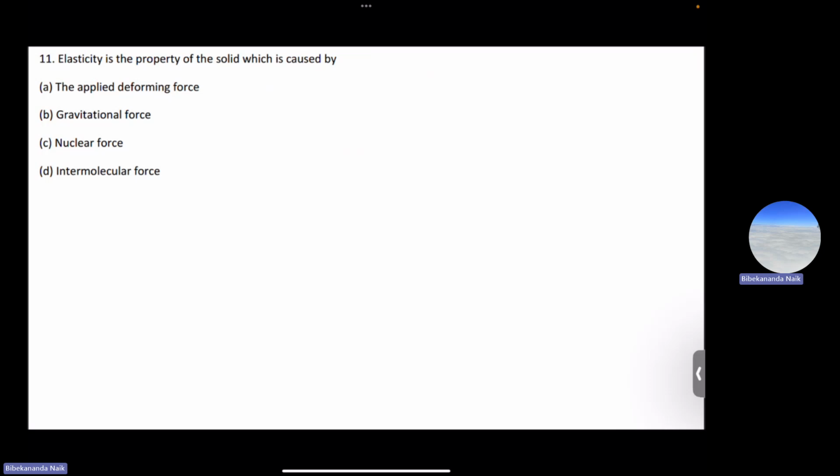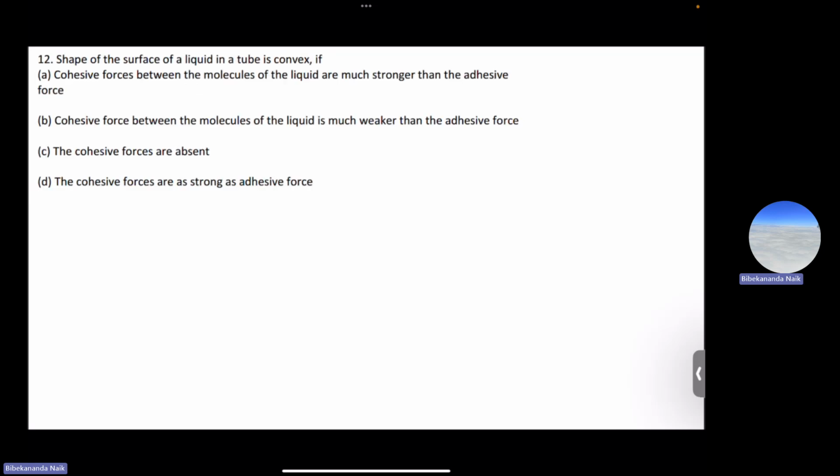Question number 11 says elasticity is the property of the solid which is caused by, options are option A, the applied deforming force, option B, gravitational force, option C, nuclear force, option D, intermolecular force. We know the elasticity is the property of solid which is caused by intermolecular force. So option D is the correct option. Now we move to question number 12.